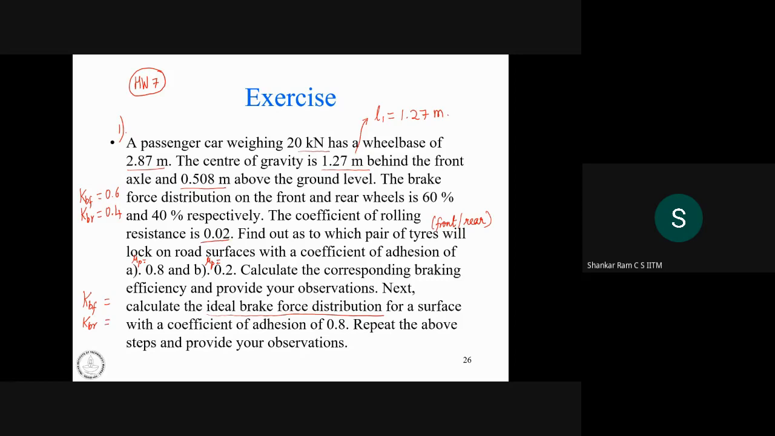Now repeat the same thing, okay? What do I mean by repeating the same thing? Find A by GF, A by GR for mu P equals 0.8 and 0.2. And then you state your observation. So you figure out what changed and how it changed. So I think that is the problem. So this is the first homework problem. Is this clear? Any questions on this? Okay. So moving on.